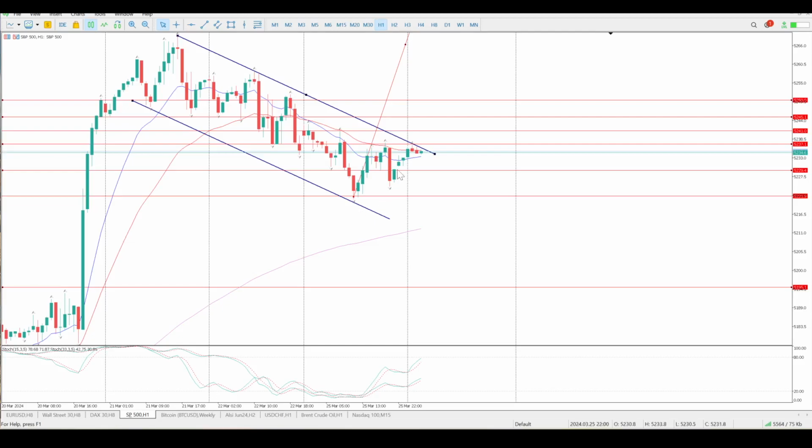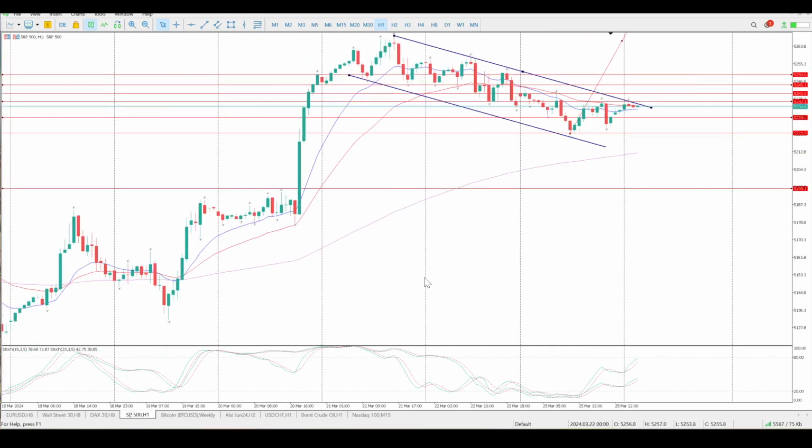If the move to the upside does not play out, in other words, we reject this area, then definitely close the gap, but then you've also got this gap lower down. And obviously my preferred entry is still down here at 5200. That is still my preferred long entry.